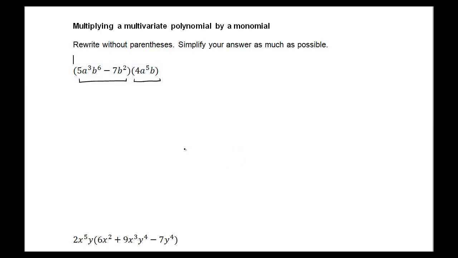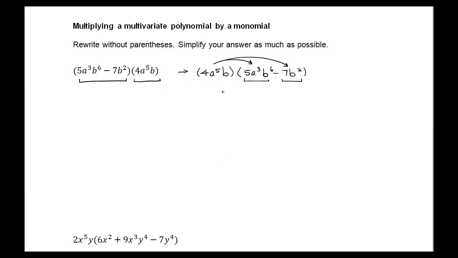And what I want to do is switch things around, because I like to have my monomial out front. So I'm going to have 4a to the 5th times b, and I'm going to multiply that by 5a cubed b to the 6th minus 7b squared. I'm going to take this monomial and multiply it to each term inside my binomial. If you notice the terms, this is a string of multiplication here, and then I have a subtraction, and then I have another term right here.